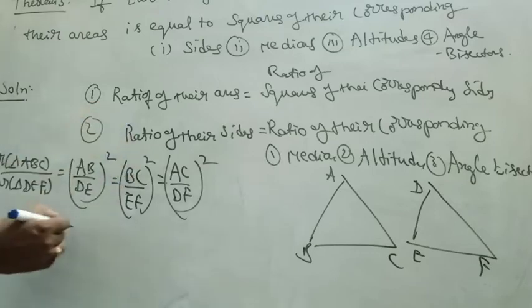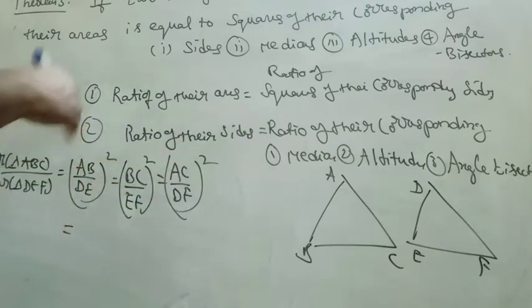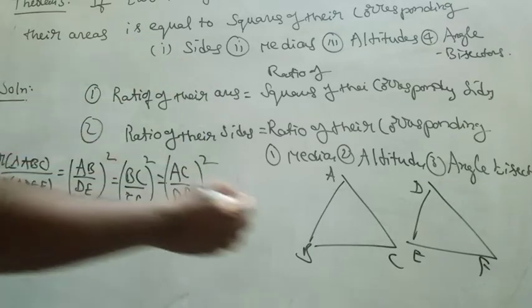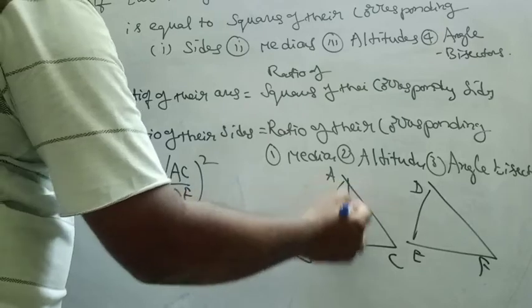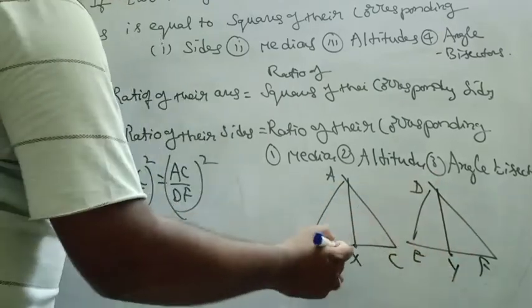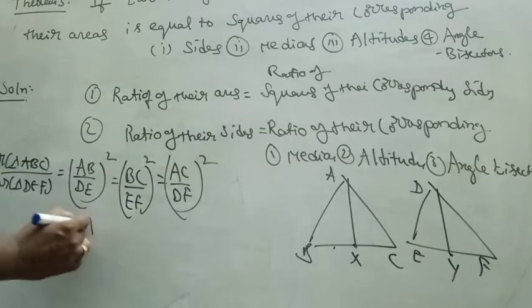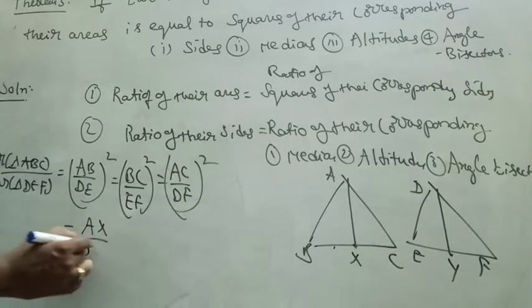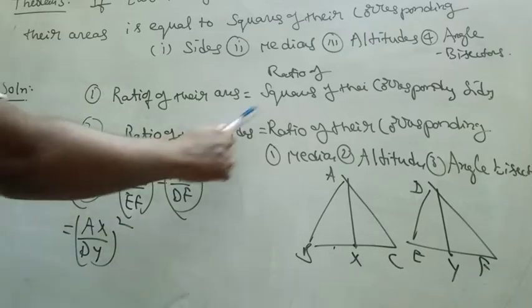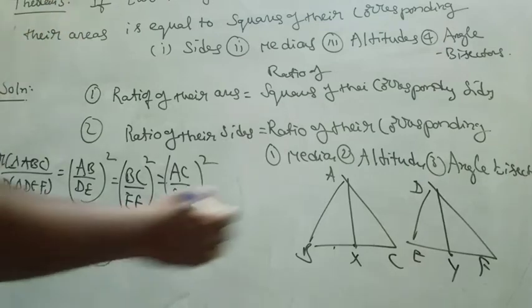This we can say. And also we know that the ratio of their corresponding sides is equal to the ratio of their corresponding medians. If we take the medians as AX and DY, then you are going to get AX by DY whole square, because by the second result, the ratio of their sides is equal to the ratio of their corresponding medians, right, my dear students?